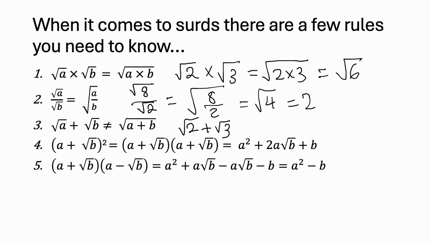Similar thing when you have brackets a plus root b in one bracket and then a minus root b in another bracket. When you expand your brackets out, you would get a squared, plus a root b, minus a root b, minus b. And these two, a positive a root b and minus a root b, will cancel out each other. So it will always simplify to a squared minus b.